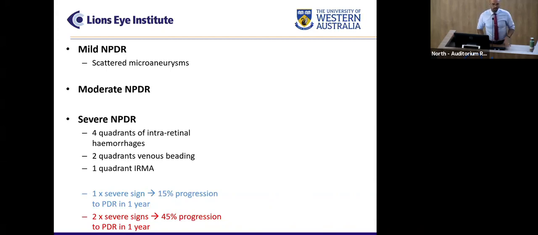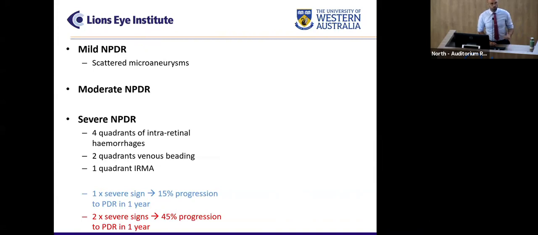Just a bit more detail down the bottom. Of those severe signs that I've listed, if you have 1, there's a 15% chance of progressing to proliferative diabetic retinopathy. Proliferative diabetic retinopathy means there's neovascularization, so proliferation of abnormal new blood vessels. That's the most advanced stage as far as severity goes.